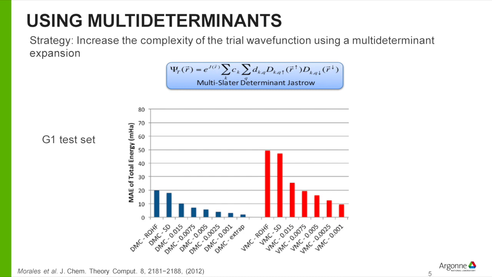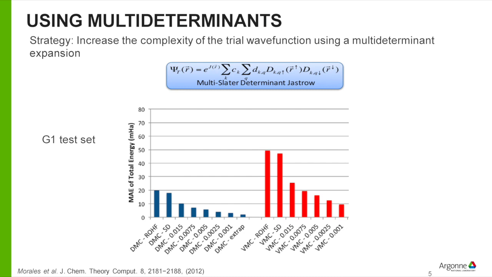In quantum chemistry, this has been done in the past by Morales and I in 2012, so this is starting to be in all the papers. So they started by just adding complexity to the trial wave function. We know that the nodal surface is not as good as it could be because we just take the ground state, so we put all the weight into the ground state.